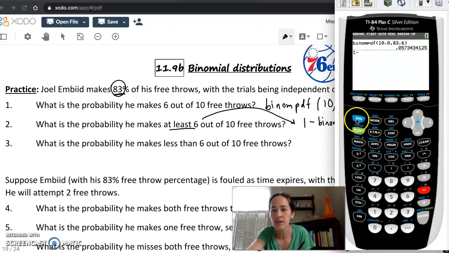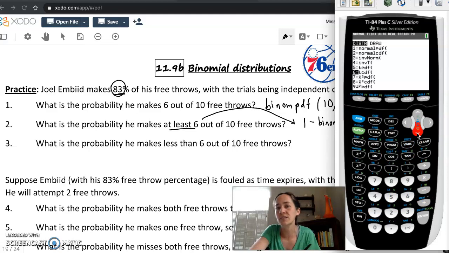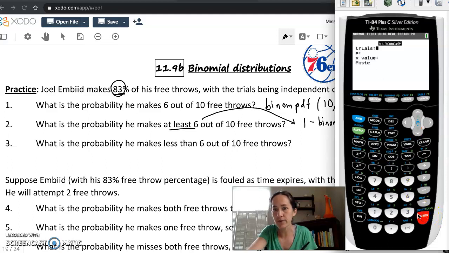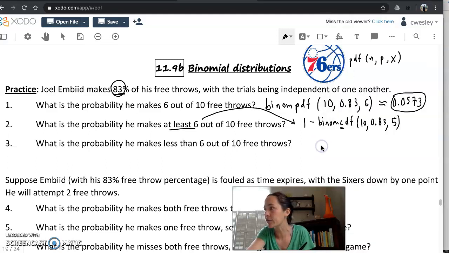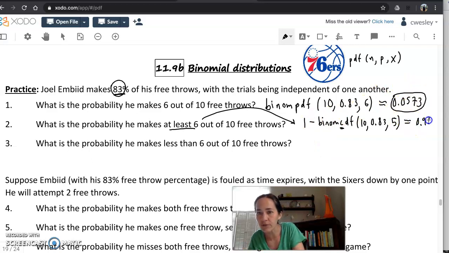1 minus, same menu, second, vars for distribution. We'll say binomial CDF, which is going to be letter choice B down here. And then the same n value and the same p value. So still 10 trials, still probability of success of 0.83, and then we want to add up to 5. That's what we're subtracting off. That should do the trick: 0.983. Pretty good odds of that happening, about 0.983.